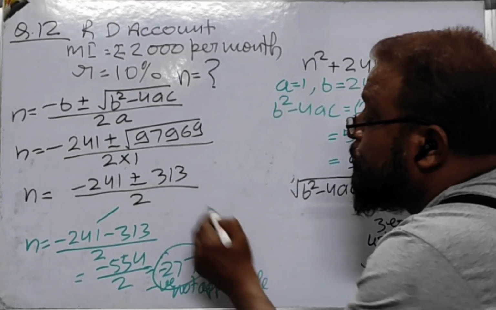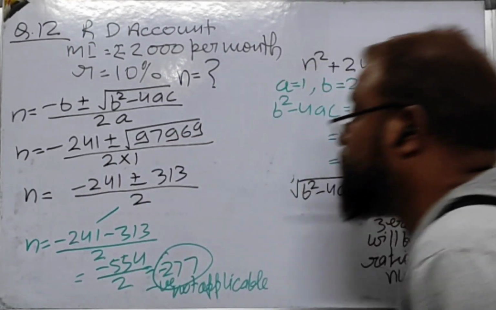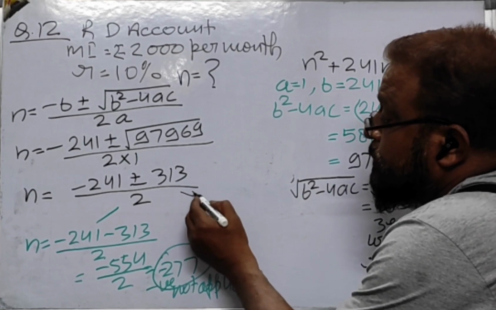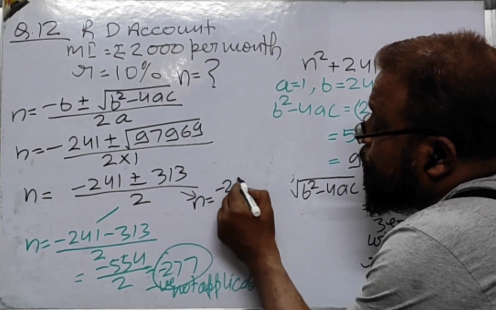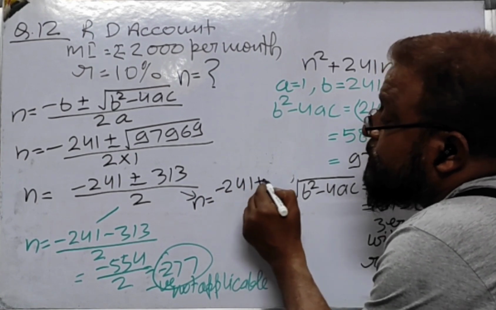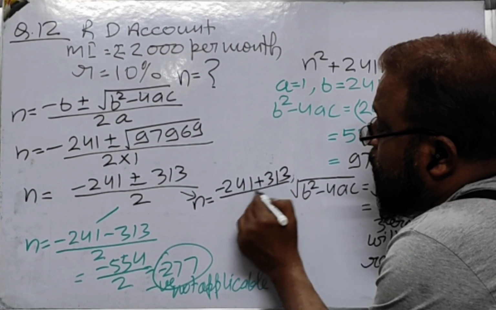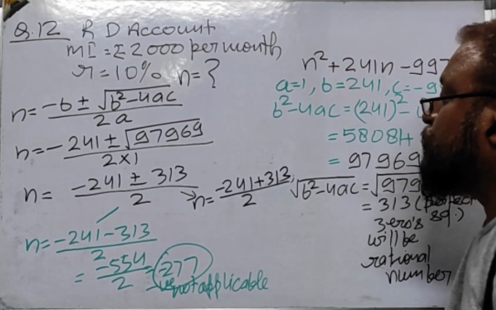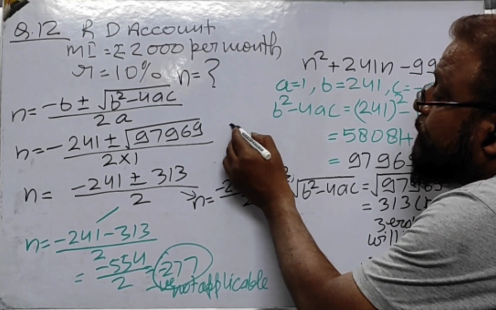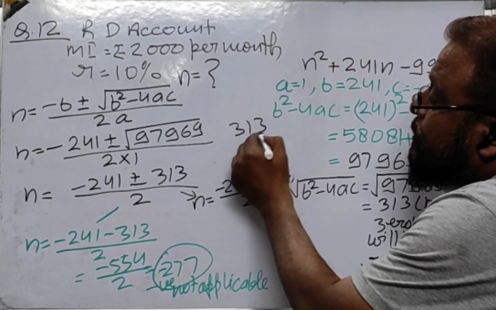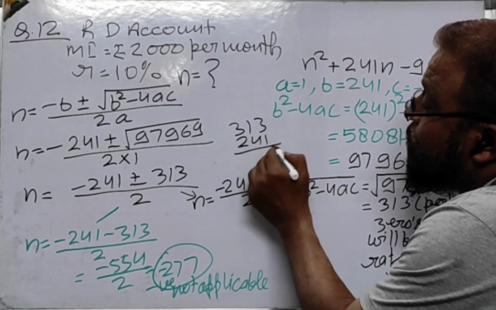Now we come to the next. n is equal to minus 241 plus 313 upon 2. So can you tell me how much will be the difference? My math is very weak. So can you tell me? But I can't trust you.